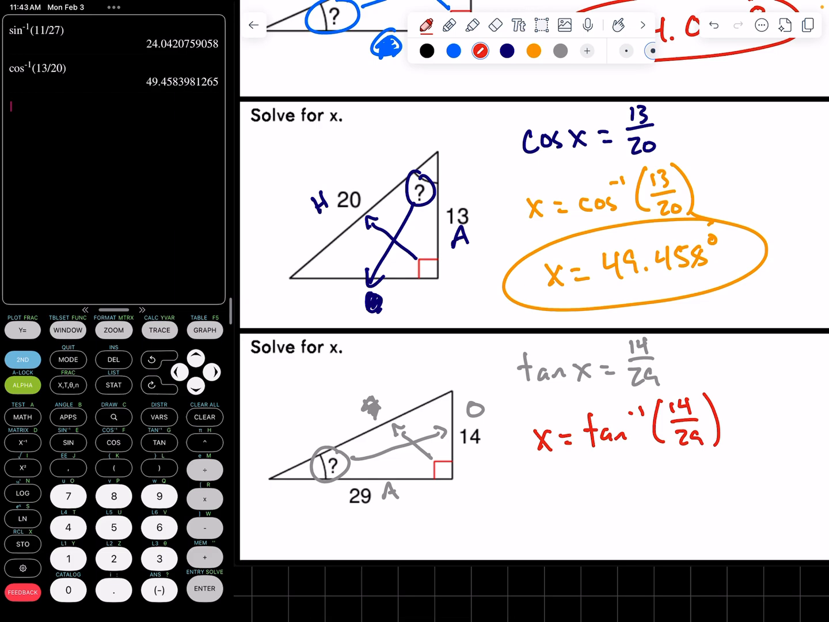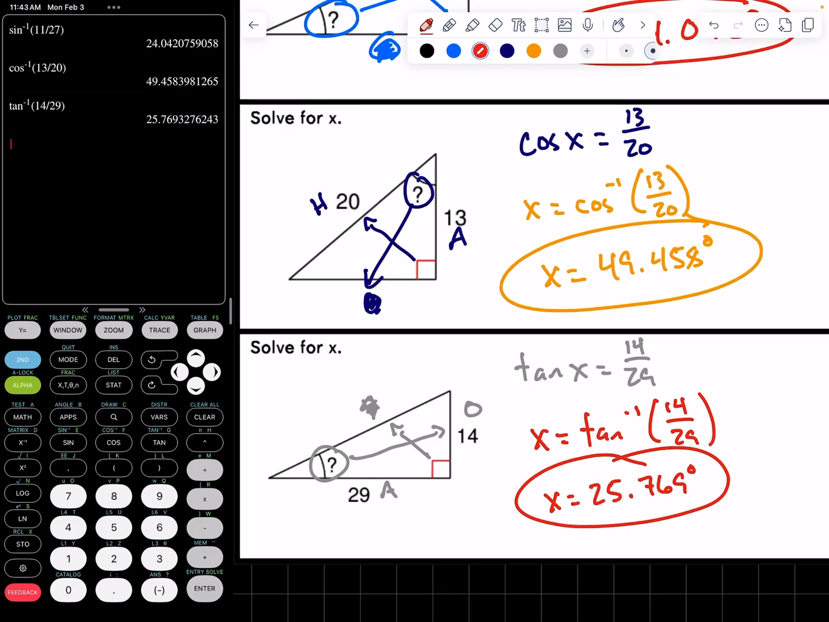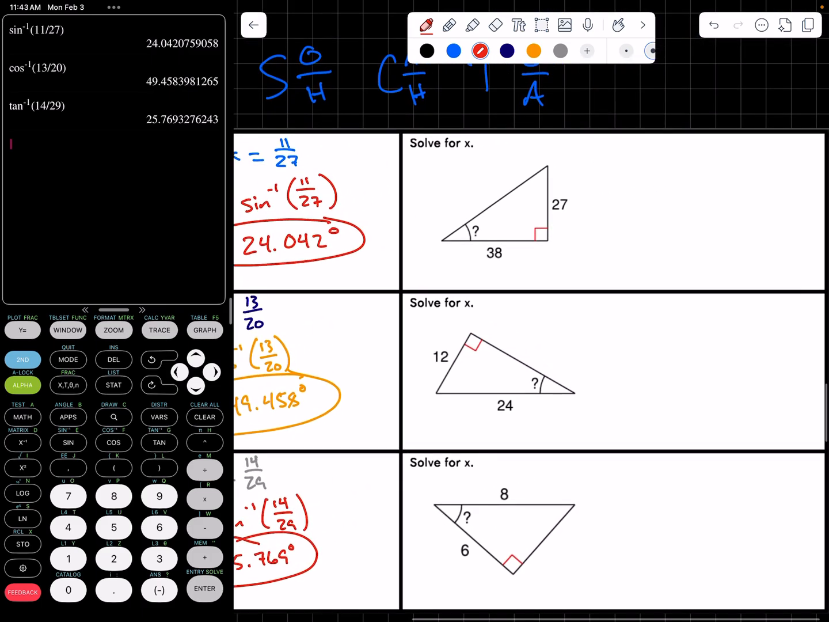Excuse me. Okay. Second tangent 14 divided by 29 equals 25.769. That 9 is rounded down to a 9 because that 3 is not going to round it up. We're good on the left side. Let's take a look at some of these on the right-hand side.